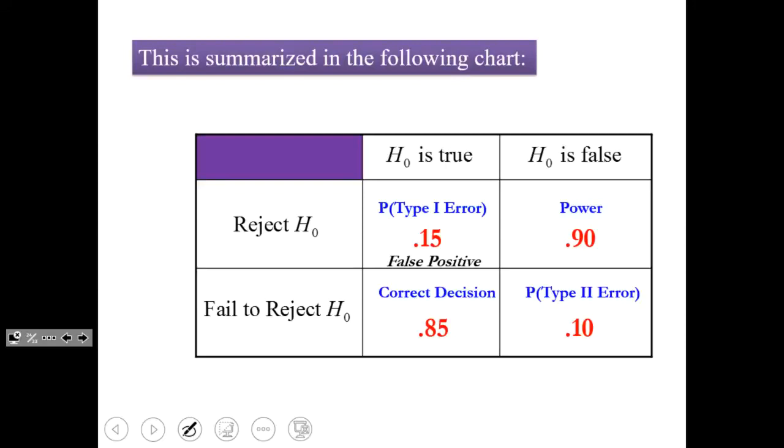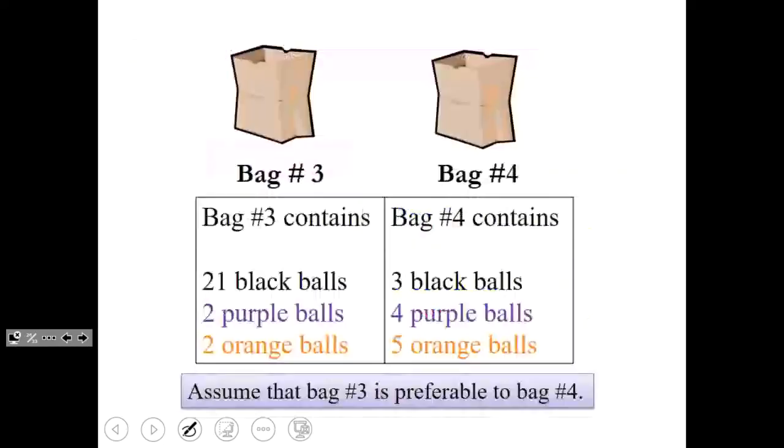Remember, false positives are type 1 error. False negatives, type 2 error. So sometimes if you need to find the power, it's just 1 minus the false negative.